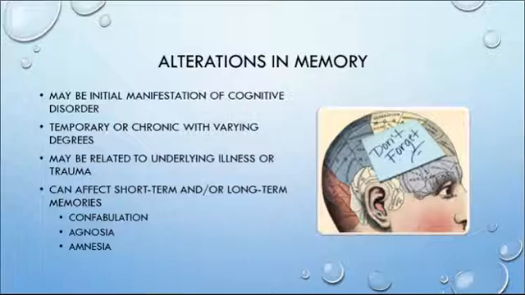Some terms: confabulation is an unconscious attempt to compensate for memory gaps by filling them in with fabricated events. You've probably witnessed this, but didn't even know that there was a term for it. Of course, agnosia, the inability to recognize objects through the use of one or more senses. You did that in health assessment, like putting a coin in their hand and identifying it. And amnesia is a general term used to refer to loss of recent or remote memory.